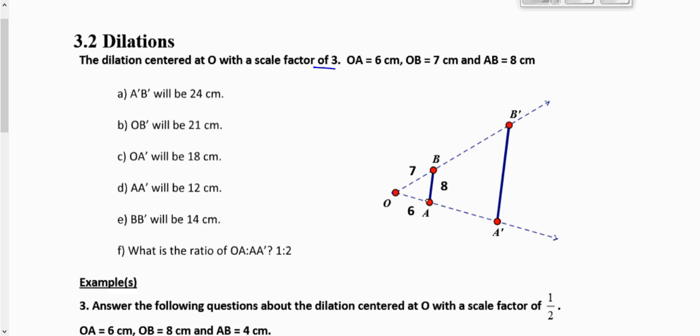Okay, so let's answer some of these questions here. Now we're going to find the length of A prime B prime. How'd they get 24? Because they multiplied it by 3. 3 times 8. They multiplied it by 3.